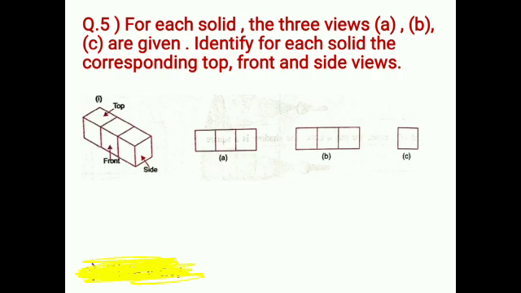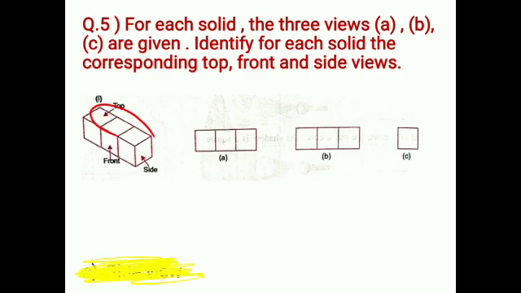Here next question is question number 5. For each solid, the three views A, B, C are given. Identify for each solid the corresponding top, front and side view. So see here, this one is the first example. So we have to find the top view, front view and side view.